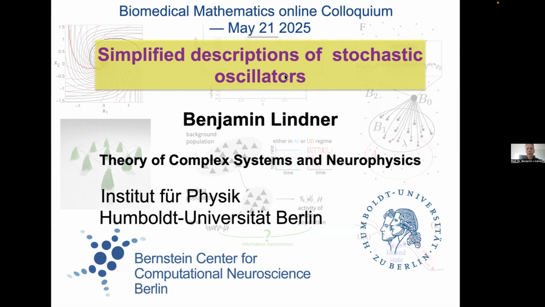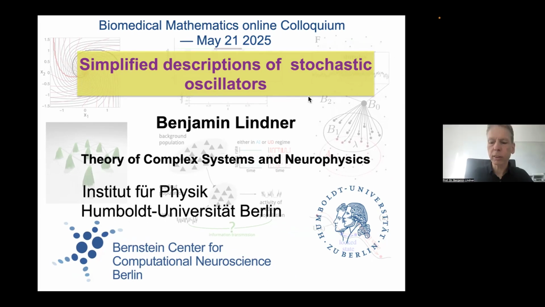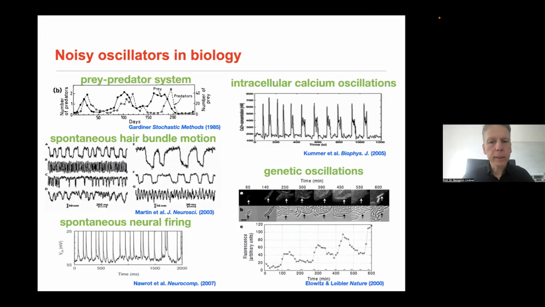What I'm going to talk about today is the simplified description of stochastic oscillators, and let me start by motivating a little bit what we are doing here, because this is on biomedical mathematics. It's indicated really to pick examples from biology, and so I did here.